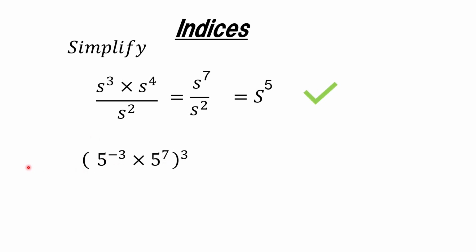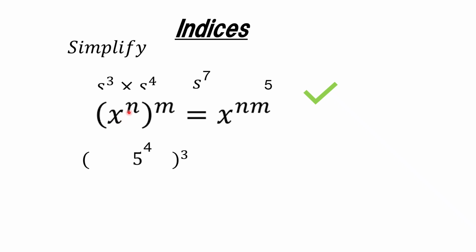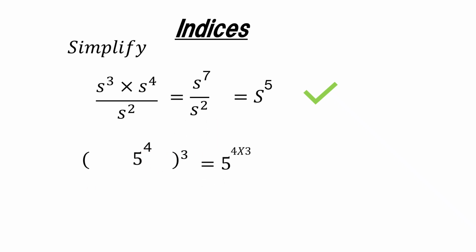On this question here, we will do what's inside the brackets first. 5 to the power of negative 3 times 5 to the power of 7. It's multiplication, so we add the power. Negative 3 plus 7 is 4. Now all this became 5 to the power of 4. Now, the law of indices says if you have two powers, you multiply them. So you have a 4 and you have a 3, so you multiply them. 5 to the power of 4 times 3. 4 times 3 is 12. Finished. This is the full mark for both questions. Let's look at the next question.